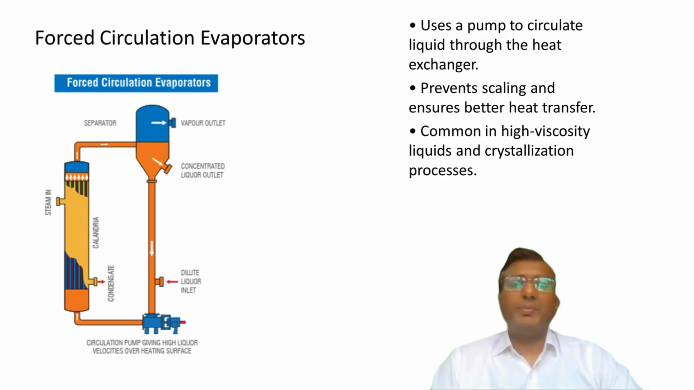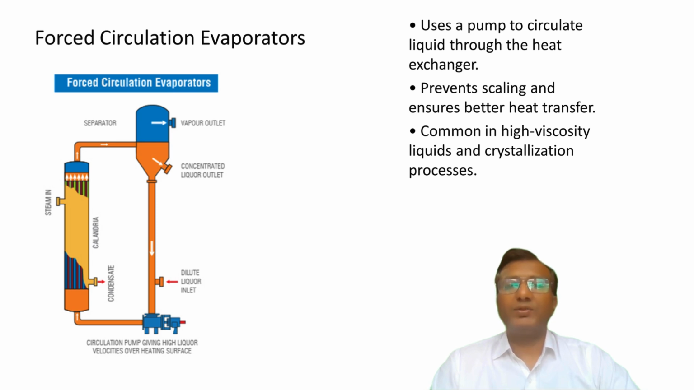Forced circulation evaporators use pumps to actively circulate liquids through the heat exchangers, overcoming limitations of natural circulation. This ensures consistent flow, preventing scaling and fouling on the heat transfer surfaces, which is critical for high viscosity liquids or solutions prone to crystallization. The pump-driven flow enhances heat transfer by maintaining turbulence, improving efficiency.